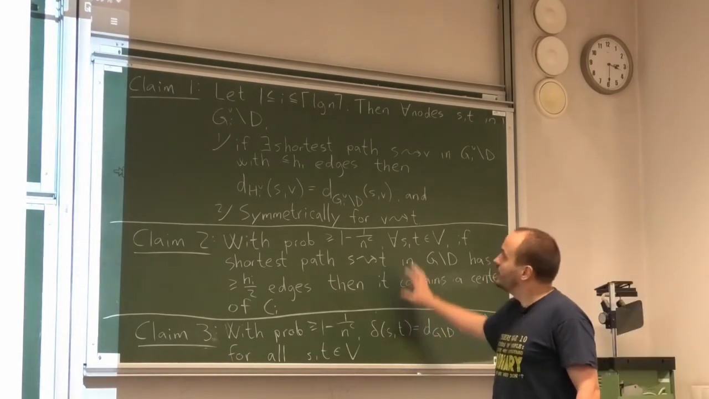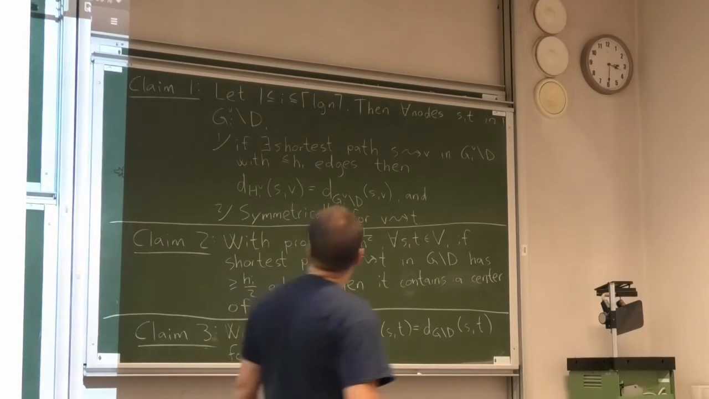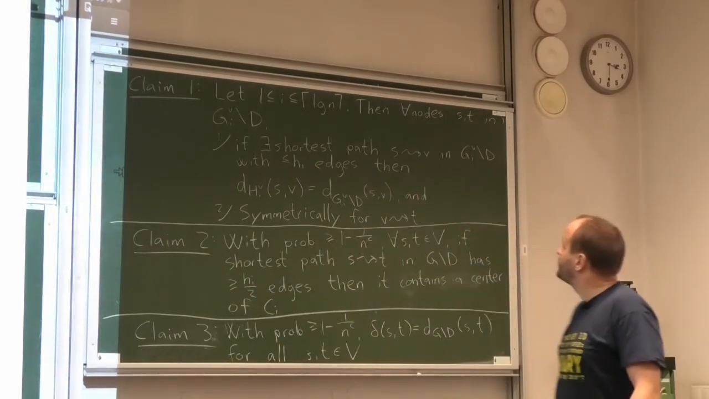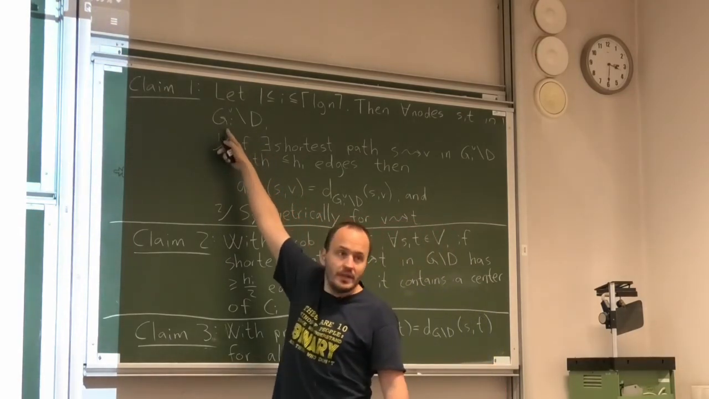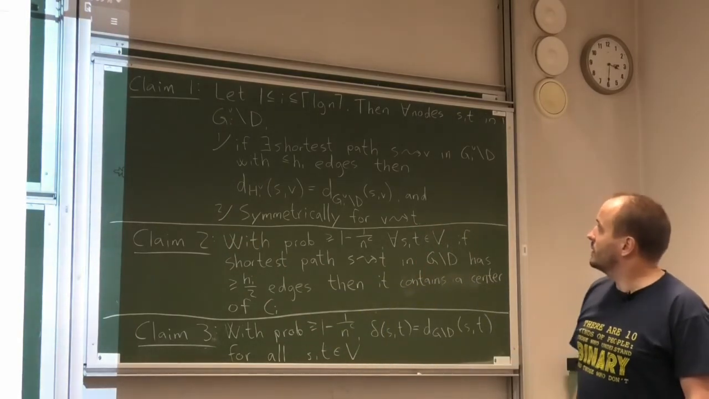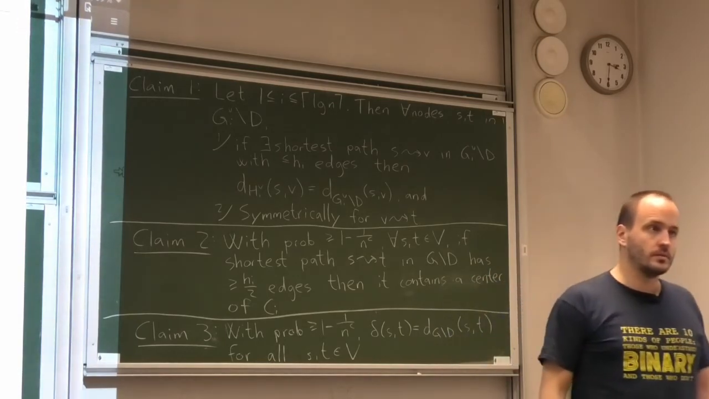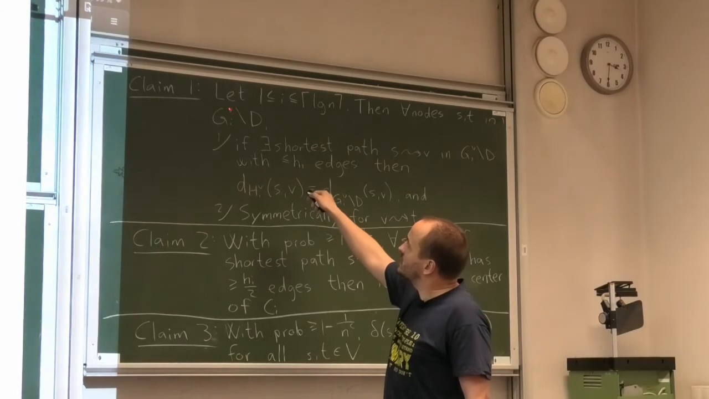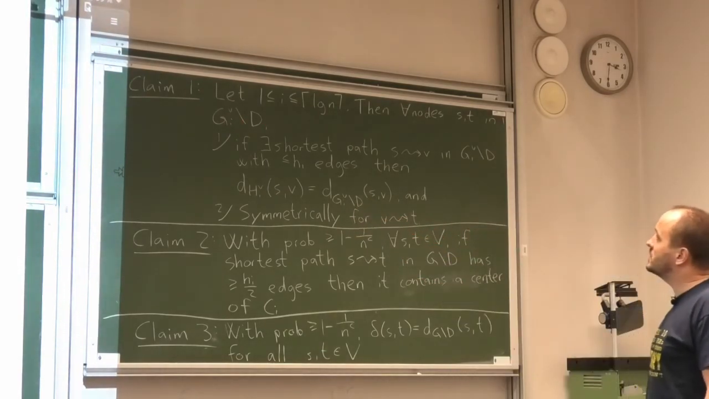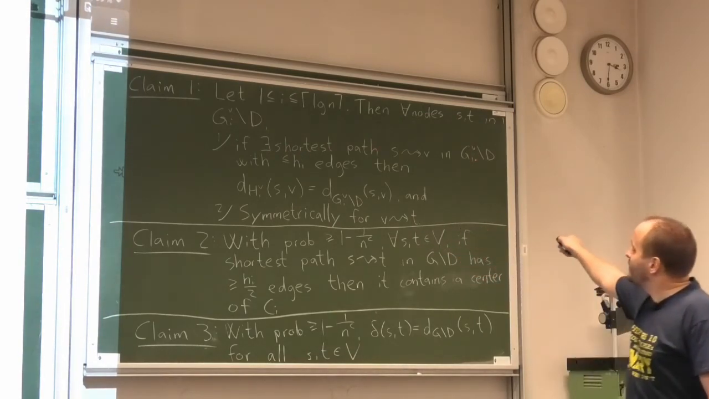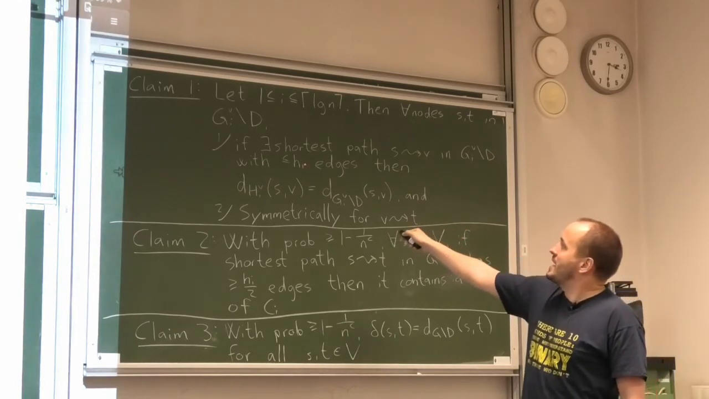But before we can show claim three, let's start with claim one up here. And what does claim one say? It says take a look at any level I. Then for all nodes S and T in this graph GIV minus D. Do you remember what GIV was, which graph that was? That was a graph when, in the pre-processing step, when we visited vertex V, we remove all the previous visited vertices, right? So this is a subgraph where you just remove all the vertices that were visited before V in the pre-processing step.